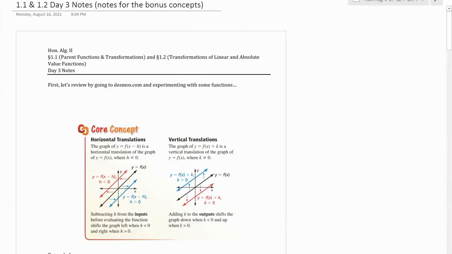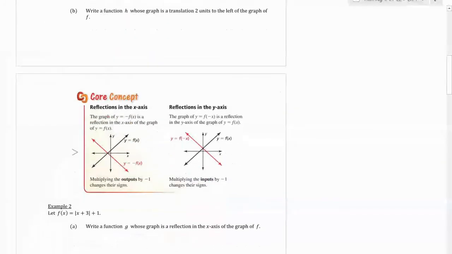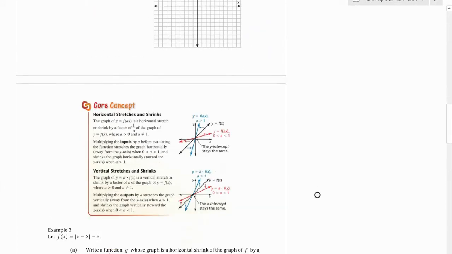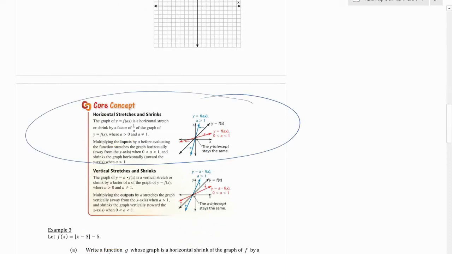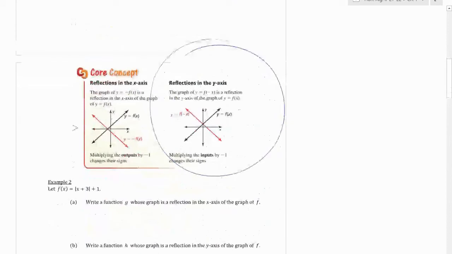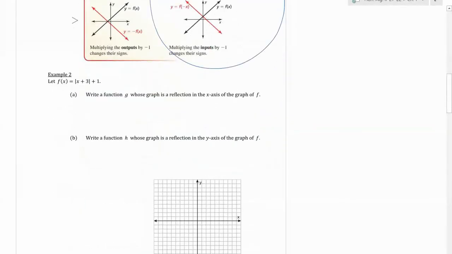Okay, so if you're interested in the bonus top problems, what day would that be? Monday. Here are the two things: reflections in the y-axis and horizontal shrinks and stretches. Let's start with the easier of the two, the reflections in the y-axis. And it's really not bad at all.